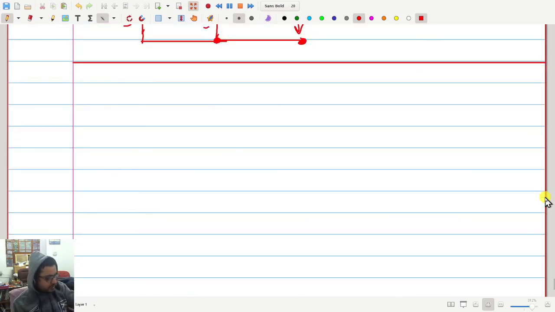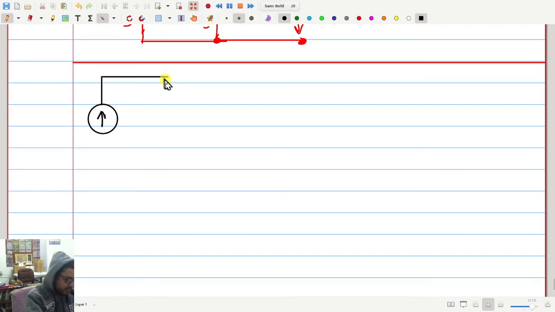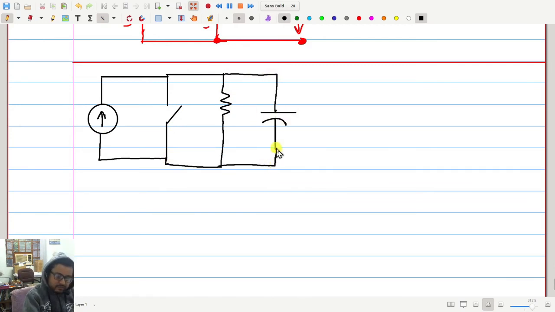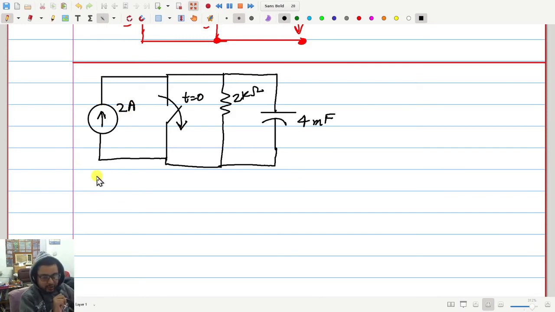Okay, so let me try to take a couple more examples. This is another circuit. Suppose this is 4 millifarad, this is 2 kilo ohm. The switch was initially closed and then opened, and suppose this is a 2 ampere constant current source.